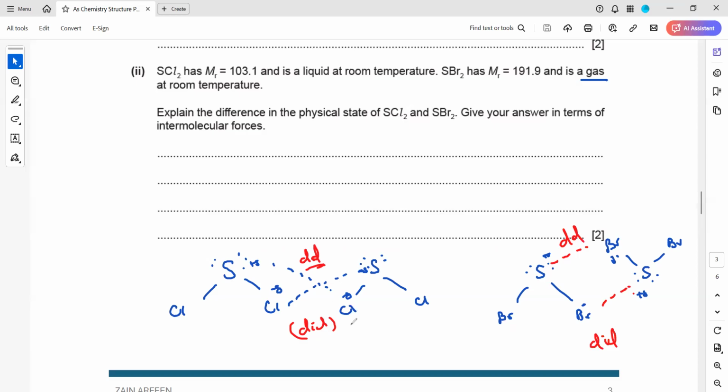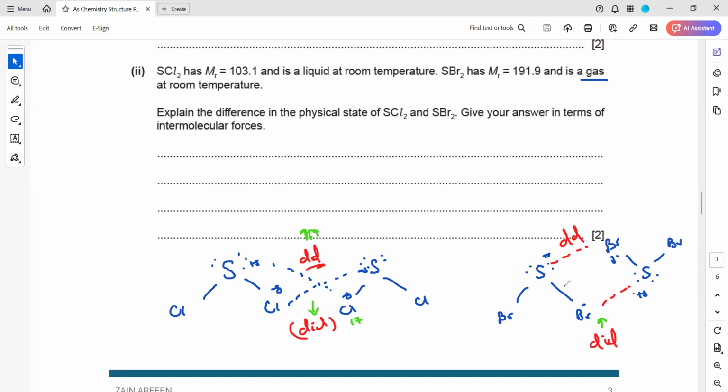When we compare the number of electrons, chlorine has only 17 electrons, but bromine has more electrons than chlorine. So when we compare the dipole-induced dipole force, in sulfur dichloride it is smaller as compared to sulfur dibromide, which has more electrons. So it means SBr2 will have a greater dipole-induced dipole force.